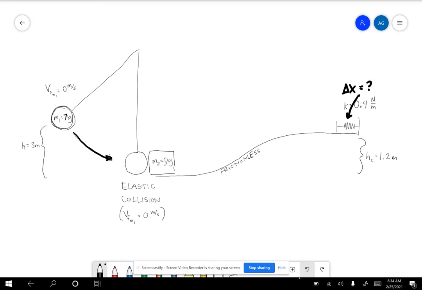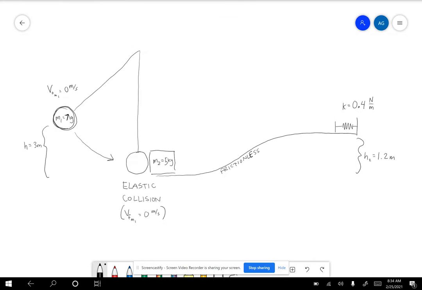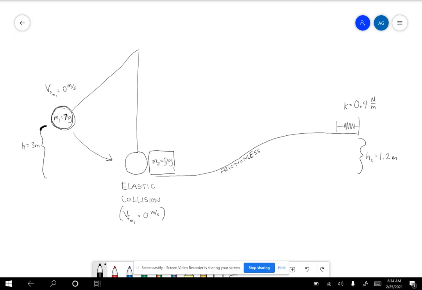Okay. So if we just start from the beginning, we know that since this ball is 3 meters off the ground, and because it has a velocity of 0 meters per second, it has U, and U can be calculated with mgh. It does not have kinetic energy, right? Because its velocity is 0.